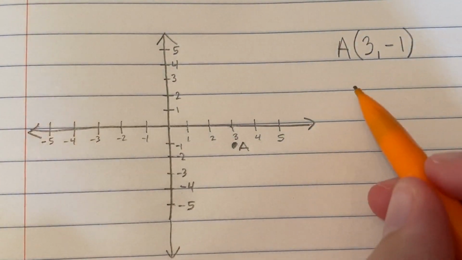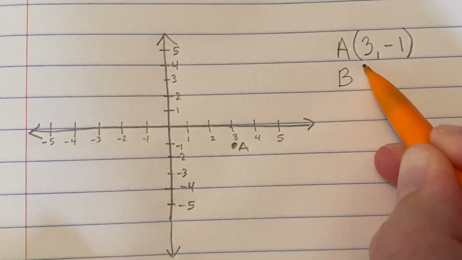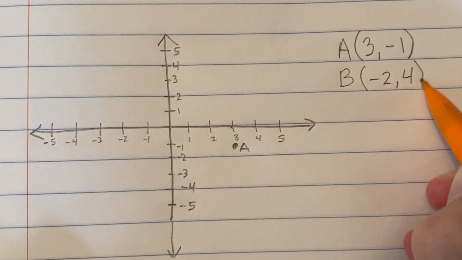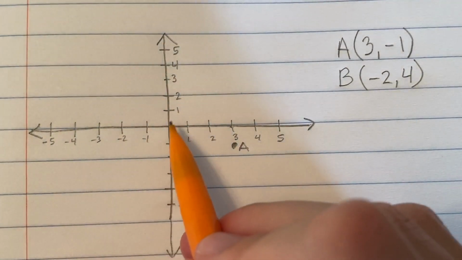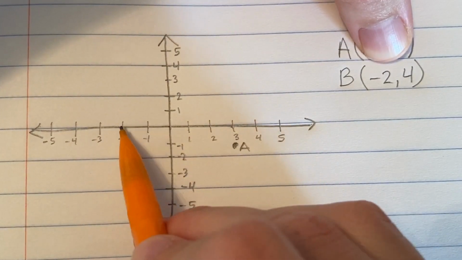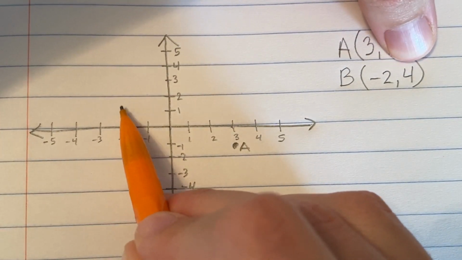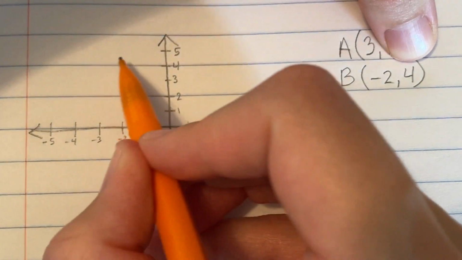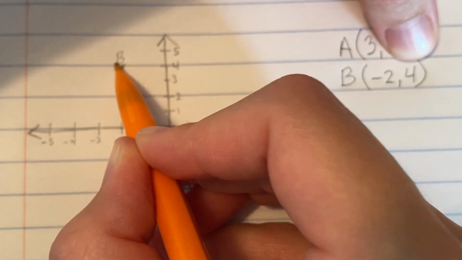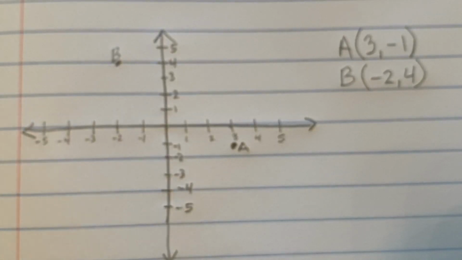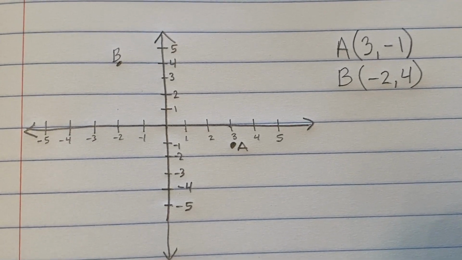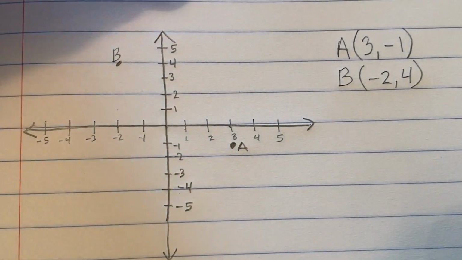Okay, let's plot another one. Here's B: (-2, 4). Okay, I'm going to start here. This tells me left 2, 1, 2, up 4, 1, 2, 3, 4. And again, you're just doing this as neatly as possible just to remind yourself how to do this, right? This is hopefully familiar to you. And if it's not, it's not, and you're taking care of it right now.